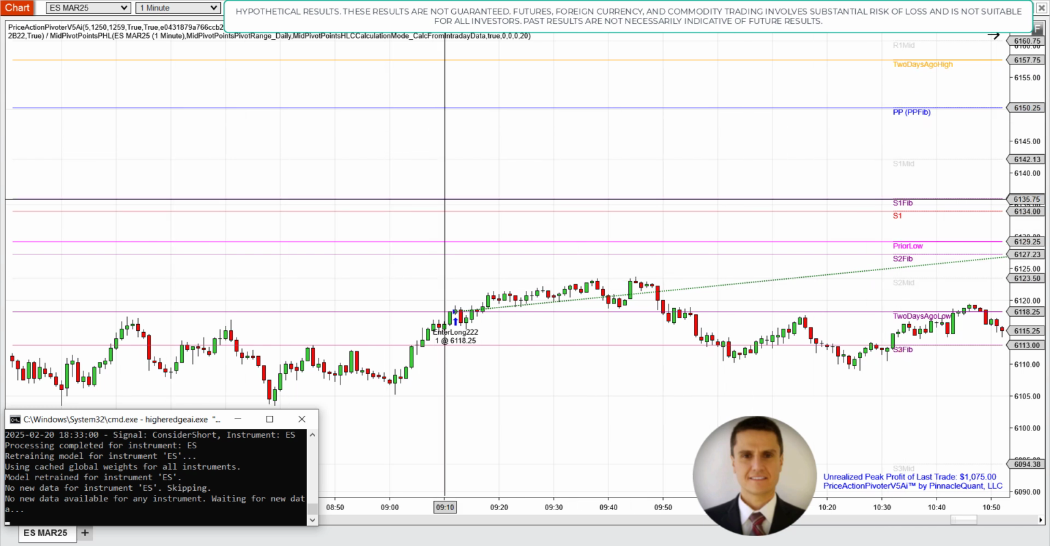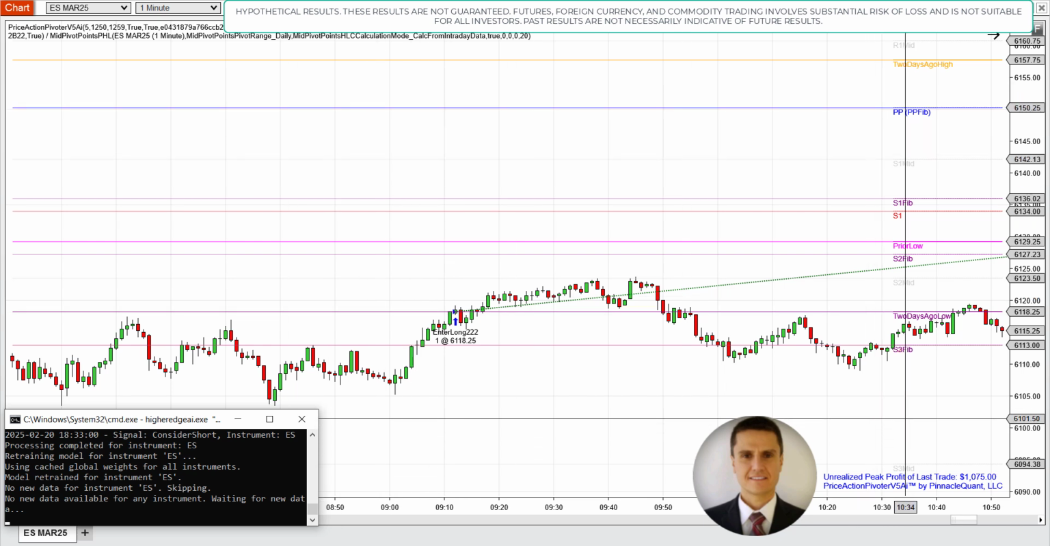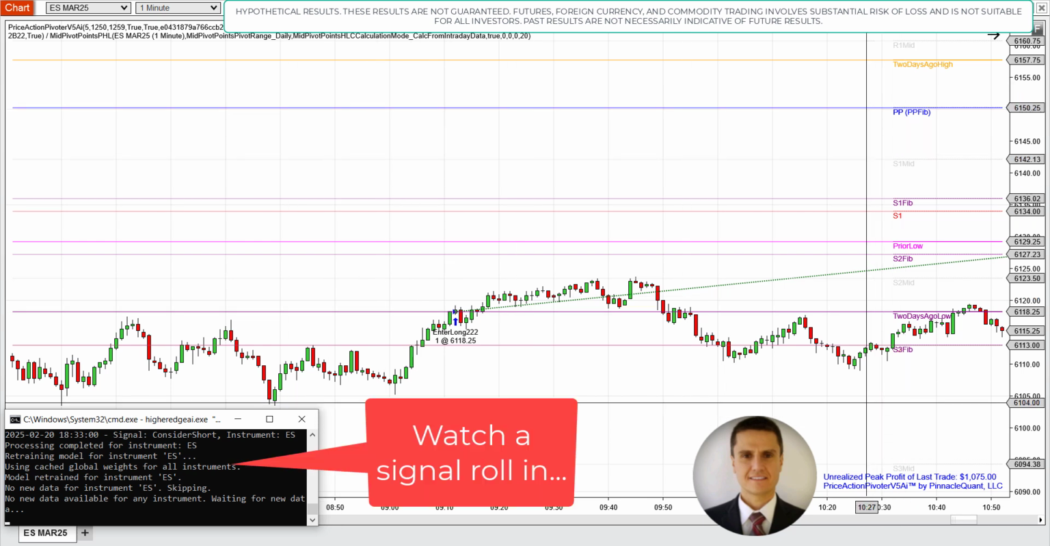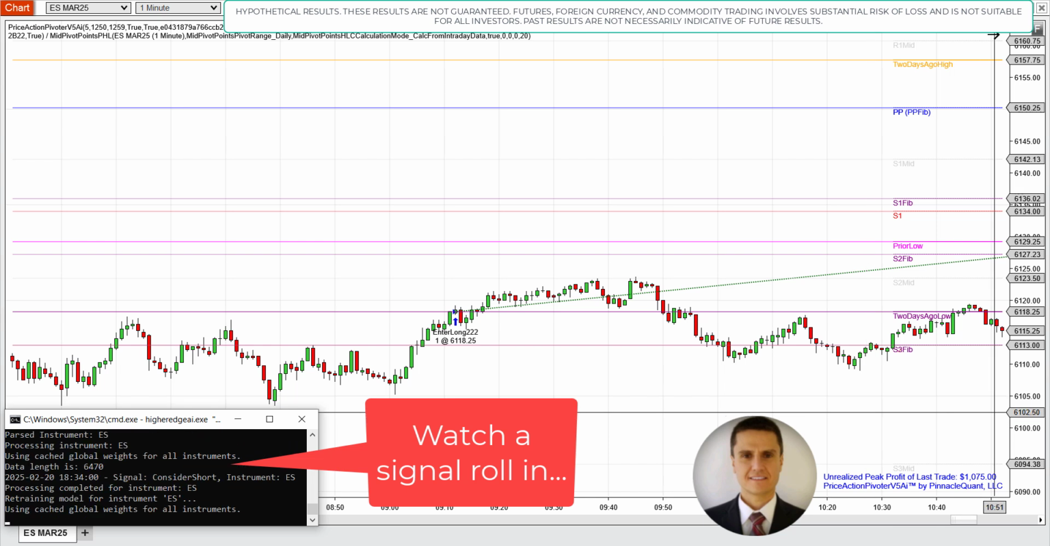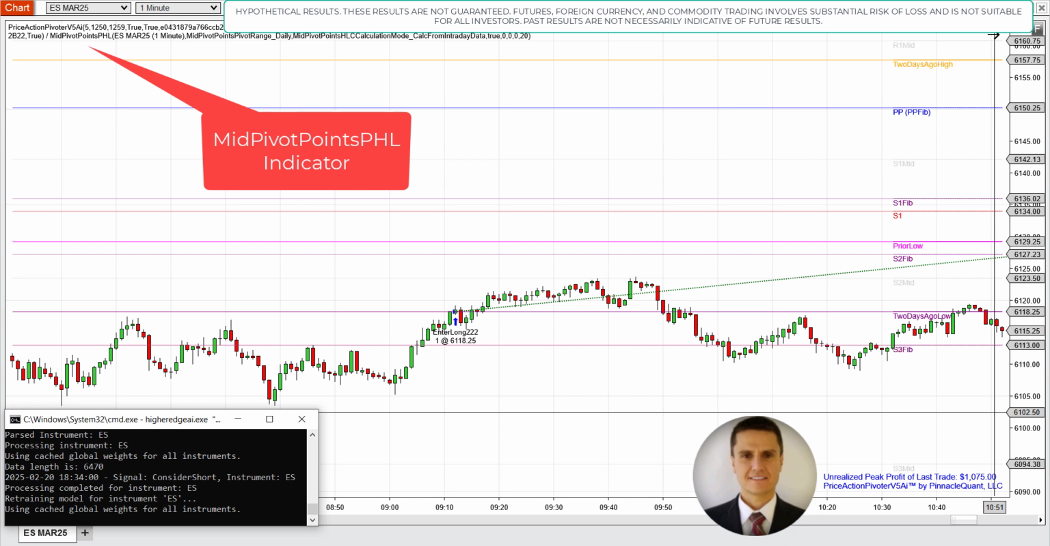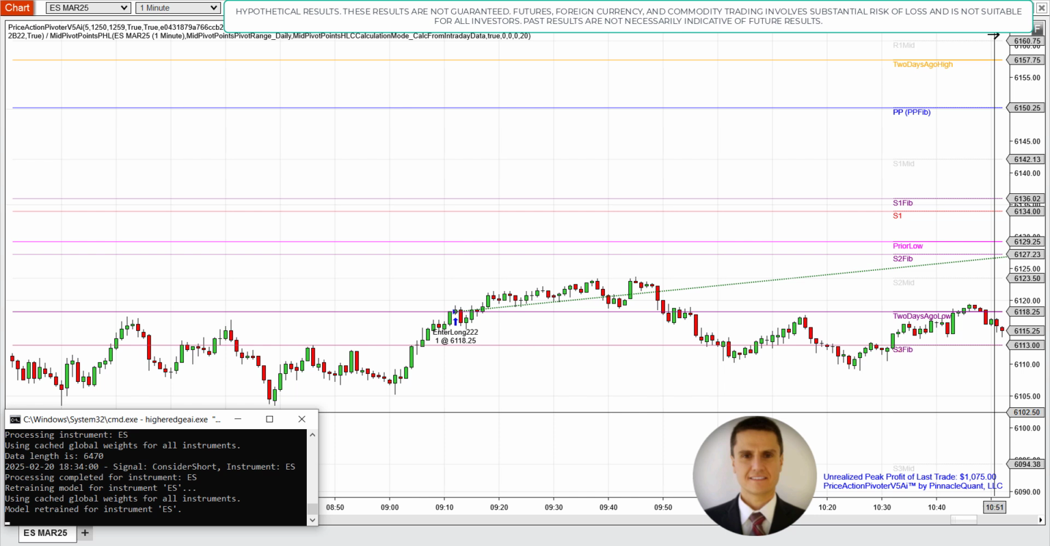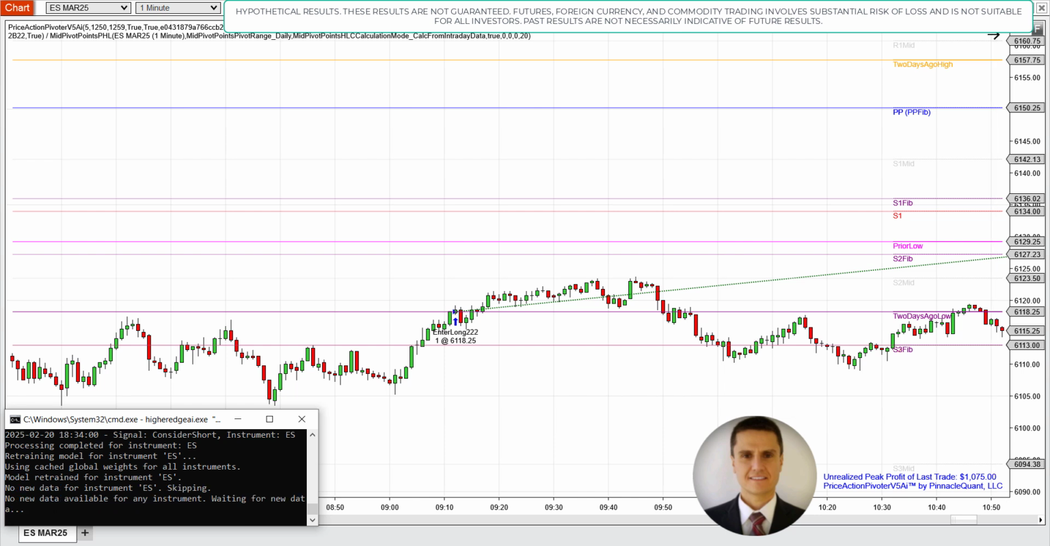So what you see here is all of these lines here, they are part of the mid-pivot points PHL. These are different price levels that pretty much every trader in the market is looking at. So we've got everything from pivots, traditional pivots, as well as Fibonacci pivots, as well as mid pivots. That's the M that you saw there in the data box. Like S1M, for example, that's a mid pivot for S1, as well as 2 days ago high, 2 days ago low, prior high, prior low, price levels in essence that the market is watching.